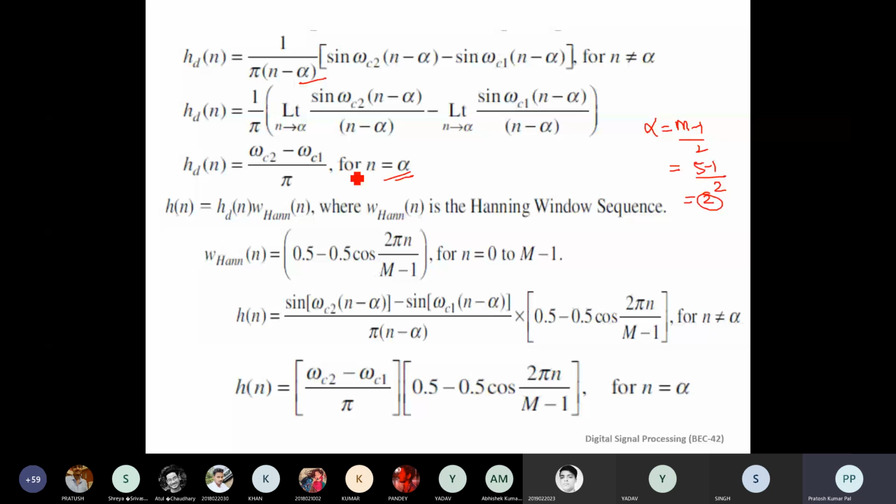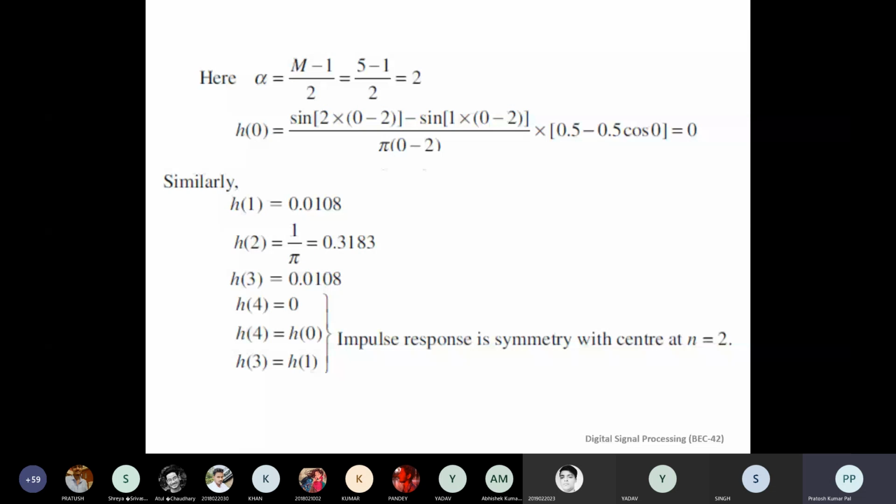Once we know the hd of n, we will be multiplying it with the Hanning window expression. This is the expression for the Hanning window, for n ranging from 0 to m minus 1, and we will be multiplying these two. After multiplication, we will be putting different n values. For n equals to 0, the expression comes out to be 0. Similarly for n equals to 2, 1, and 2, 3, 4.